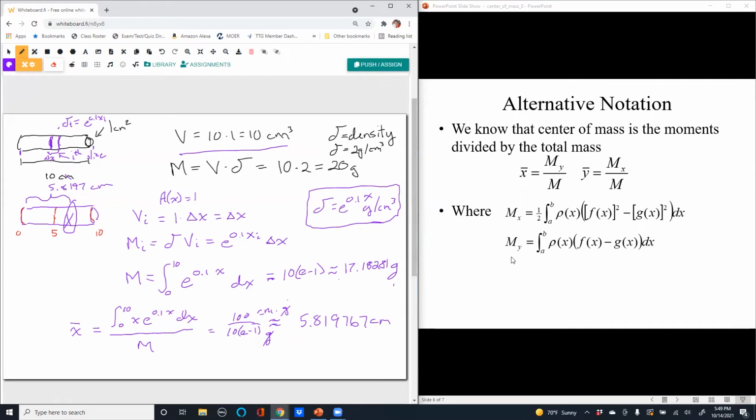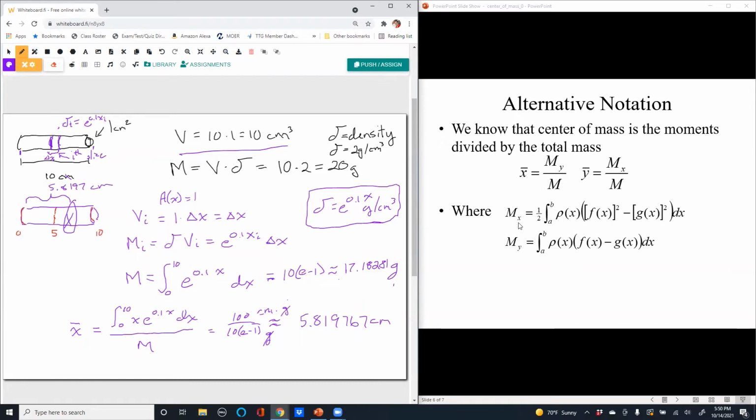So this m sub y, which is for x bar, is exactly what we just talked about: the density times the cross-sectional area, which is just f of x minus g of x. For the one we're about to do, f of x would be x cubed, g of x would be 0. So this is exactly what we just saw. This is the one that's derived in the online lesson if you want to check it out.